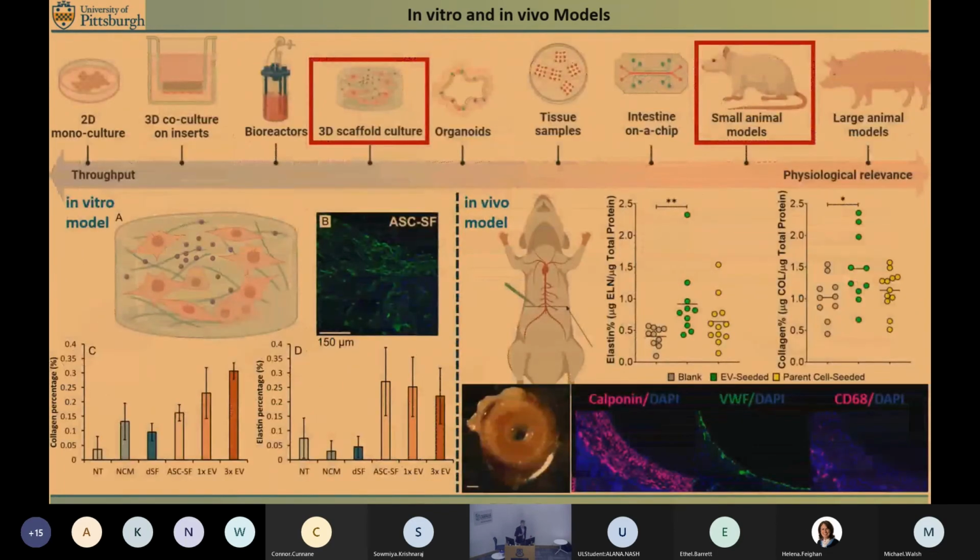So we had decided on a regenerative therapy that we wanted to examine, and now we needed to have an in vitro and an in vivo model to assess it and to evaluate this regenerative therapy. So first we looked at an in vitro model because it's higher throughput, it's less physiologically relevant, but there's less ethical issues surrounding a 3D scaffold culture.